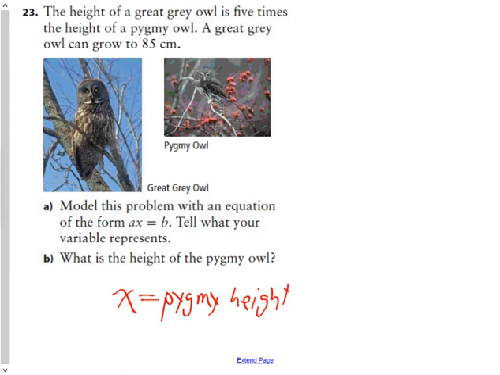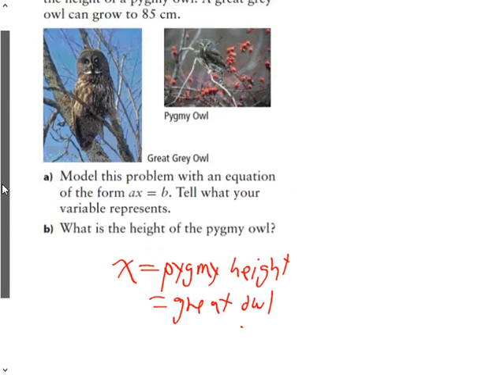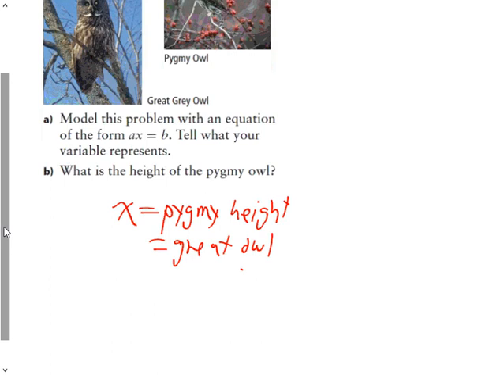Okay. The great owl, if the pygmy owl is X, and a great owl is 5 times as big as a pygmy owl, what algebraic expression will represent the great owl's height? Not all at once now, because it gets chaotic if you all yell the answers because you're so excited. If a great owl is 5 times as big as a pygmy owl, and the pygmy owl is X, what expression represents the great owl's height? That's right, 5X. I'll just pretend somebody said it. Thank you.